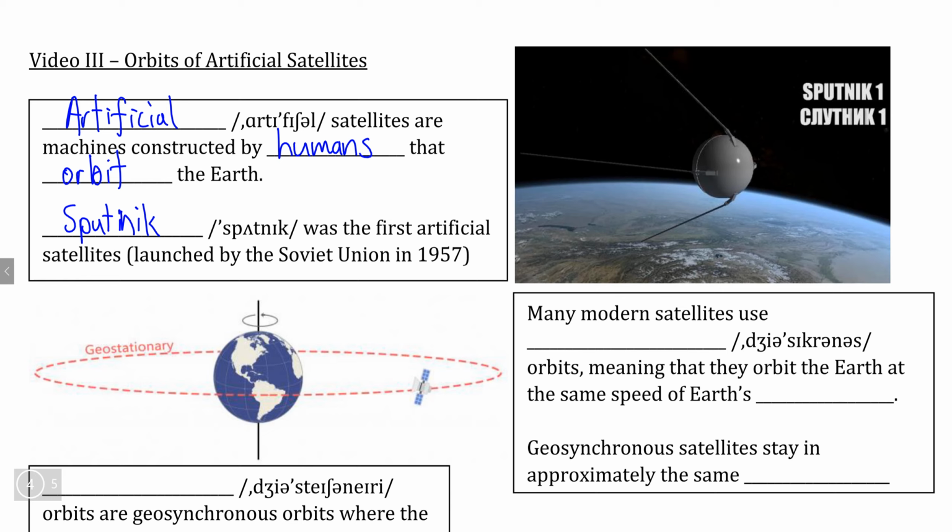So many satellites, not all, use what we call a geosynchronous orbit around the Earth. Now, if we break this word down, obviously the geo prefix at the beginning tells us that these satellites are moving around the Earth, but the root of the word synchronous implies that they are doing something at the same rate as the Earth.